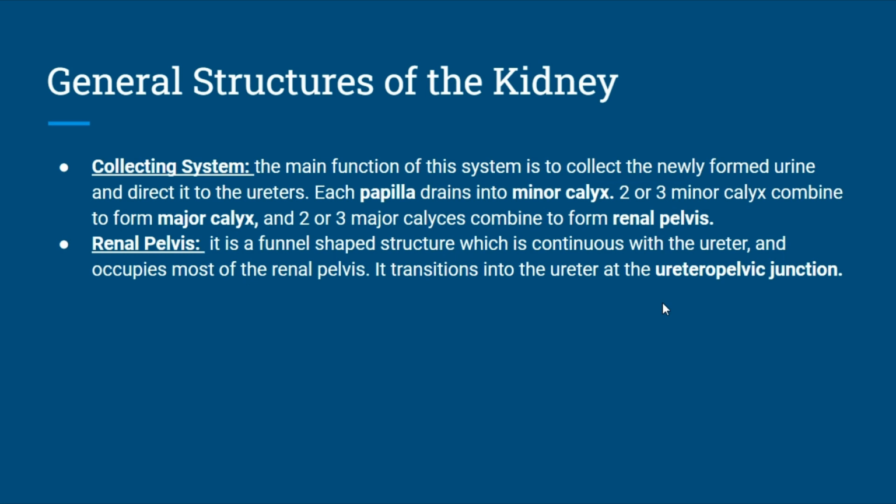Then there is the collection system. The main function of this is to collect the newly formed urine and direct it to the ureters. Each papilla drains into the minor calyx. 2 or 3 minor calyces combine to form the major calyx, and 2 or 3 major calyces combine to form the renal pelvis. And finally, we have the renal pelvis, which is a funnel-shaped structure which is continuous with the ureter, and it transitions into the ureter at the ureteropelvic junction.